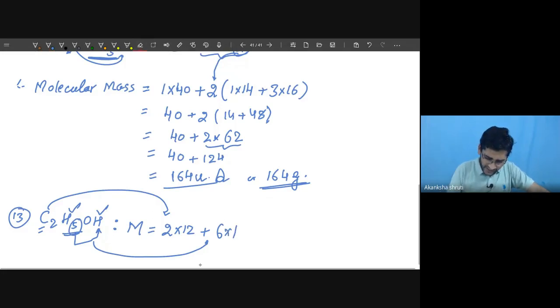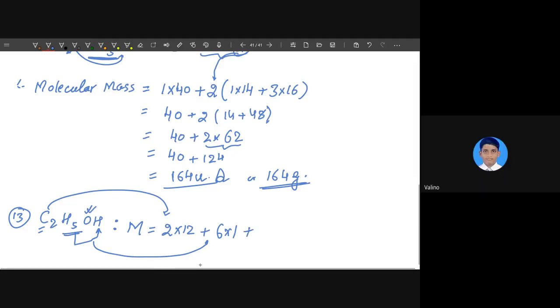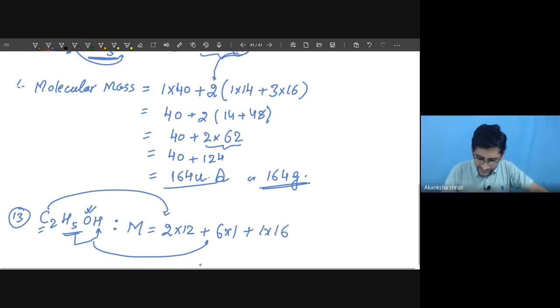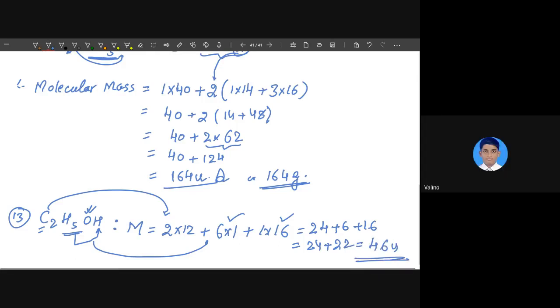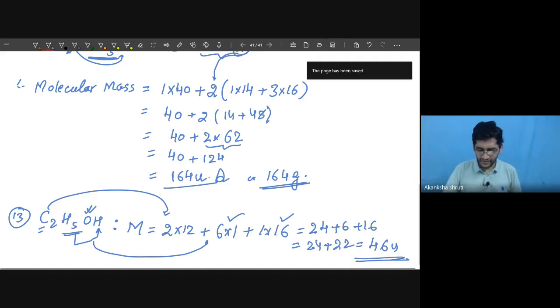So hydrogen is over. Now coming to the next, what is left? Oxygen. The next one is our oxygen. So we need to consider the oxygen. How many oxygen atoms are there? 1. 1 into 16. Okay, student, it is like this. So you have to just simplify this. It is like 24 plus 6 plus 16. It is simply 24 plus 6 plus 16, which is 46. So it becomes 46 U. Okay, it's so simple, student. It was all about the molecular mass.